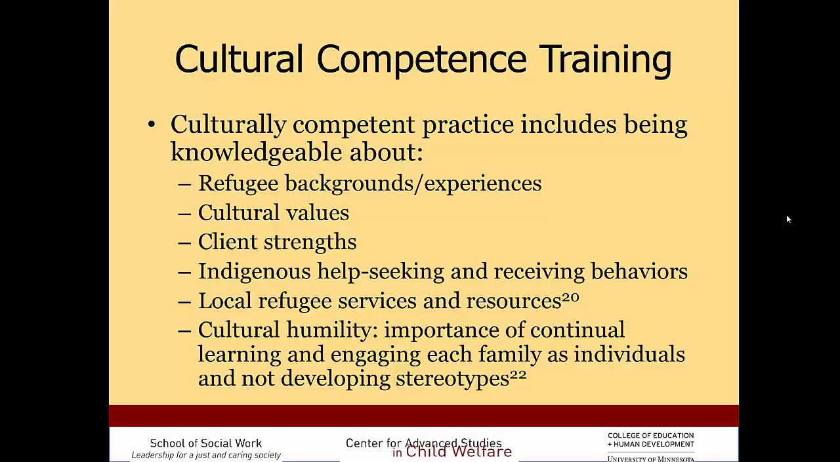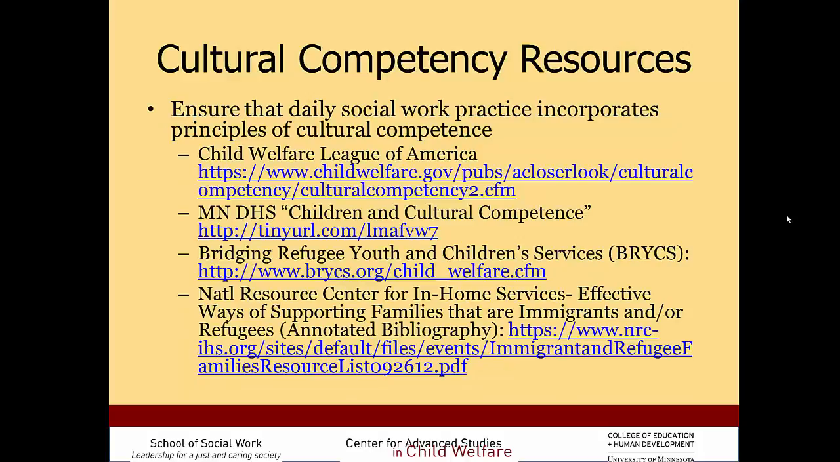and not developing stereotypes. Learning about another culture is a lifelong process and requires being constantly open to learning new information from each family that you work with. This slide includes several resources to ensure that daily social work practice incorporates principles of cultural competence. Please take a moment to review these resources.